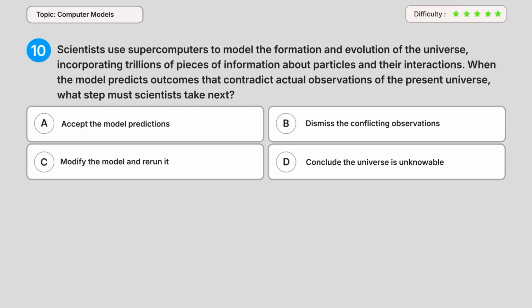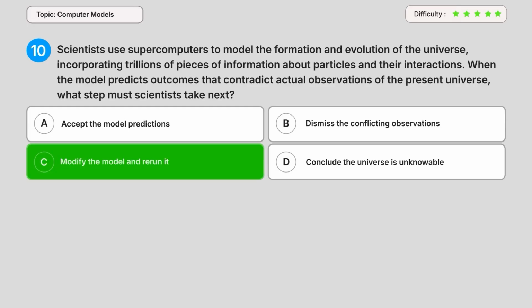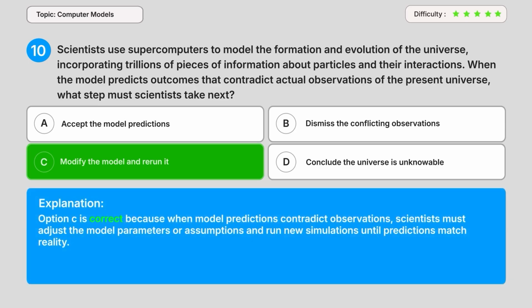Correct answer: C. Modify the model and rerun it. Explanation: option C is correct because when model predictions contradict observations, scientists must adjust the model parameters or assumptions and run new simulations until predictions match reality.